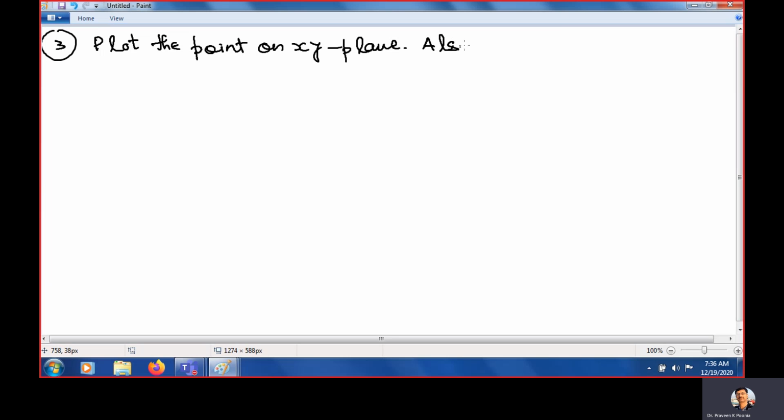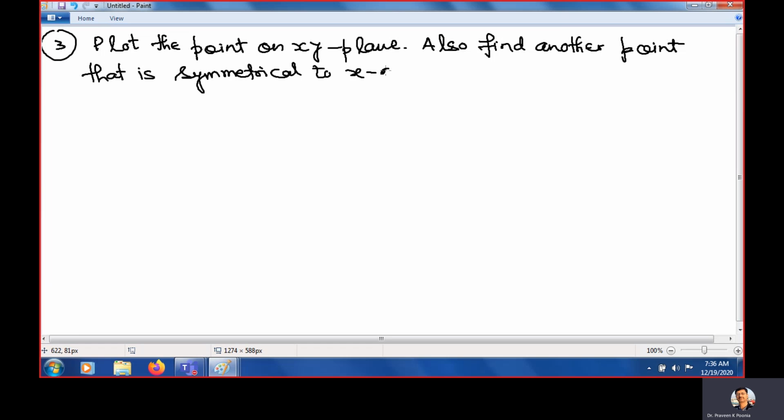Also, find another point that is symmetrical to the x-axis. So in this question you need to do 2 points. One point is you need to plot on the xy plane. Okay, let us say point number 1 is (3, 5). If we are taking (3, 5), let us draw it on the xy plane.